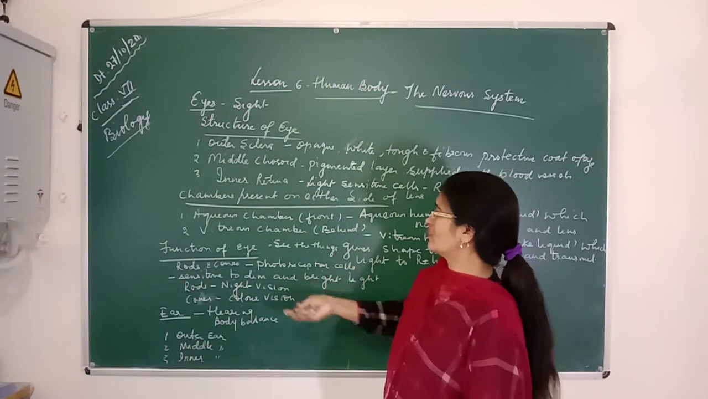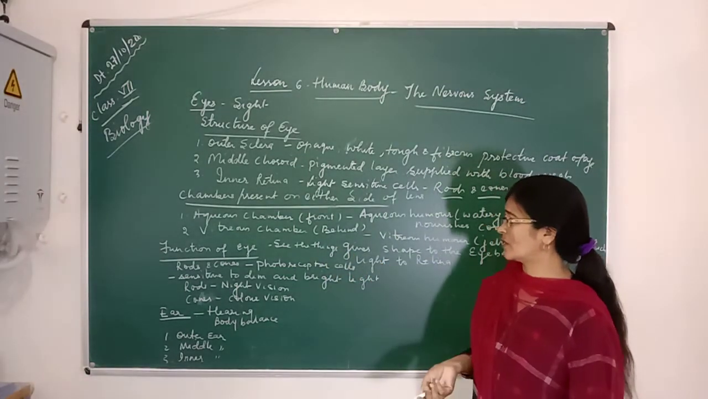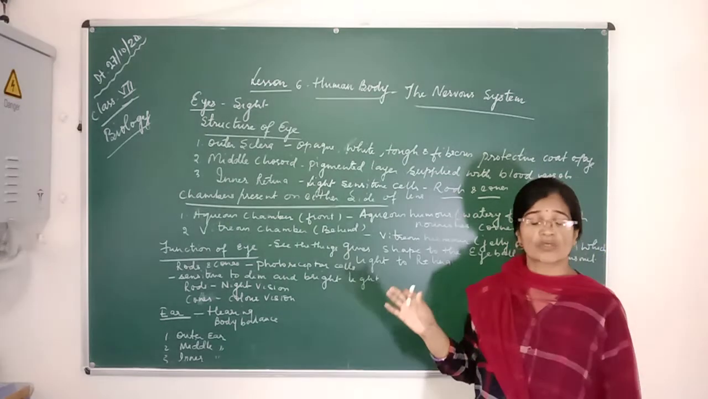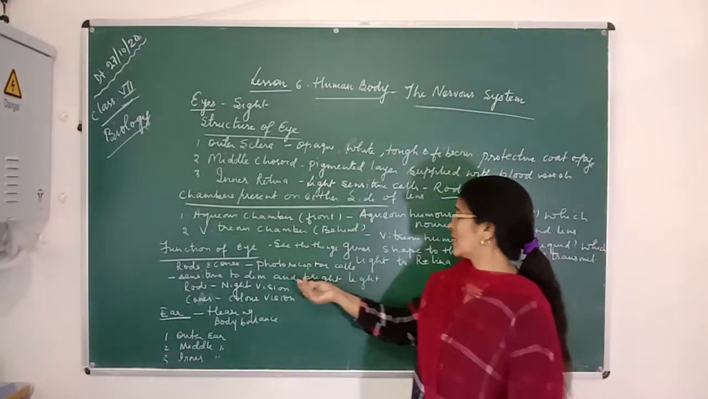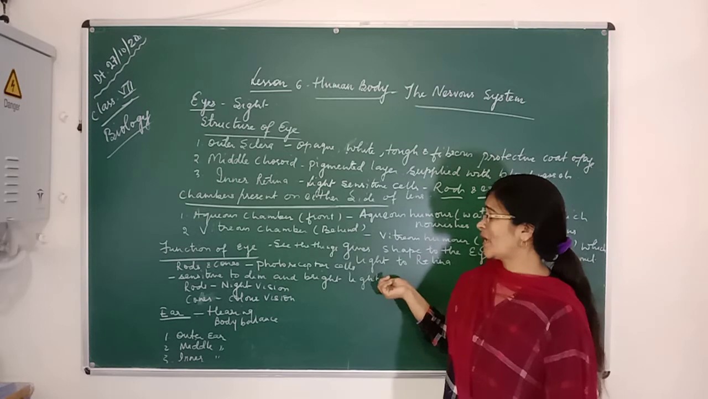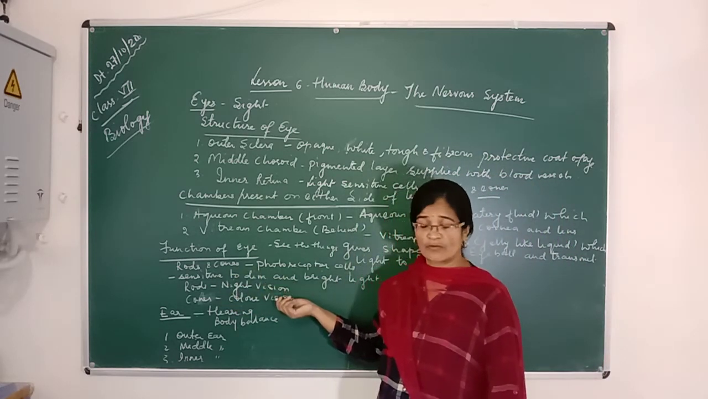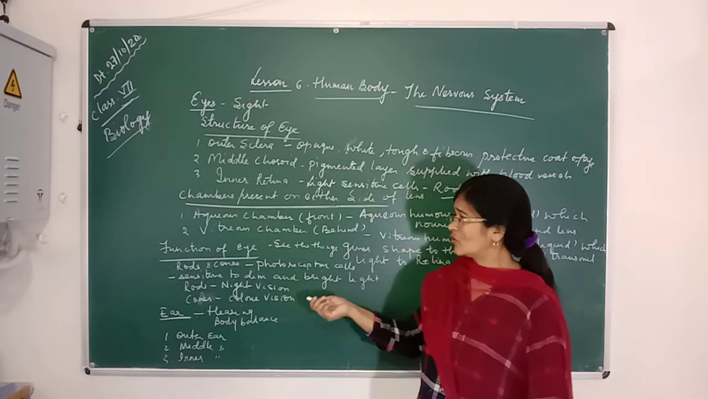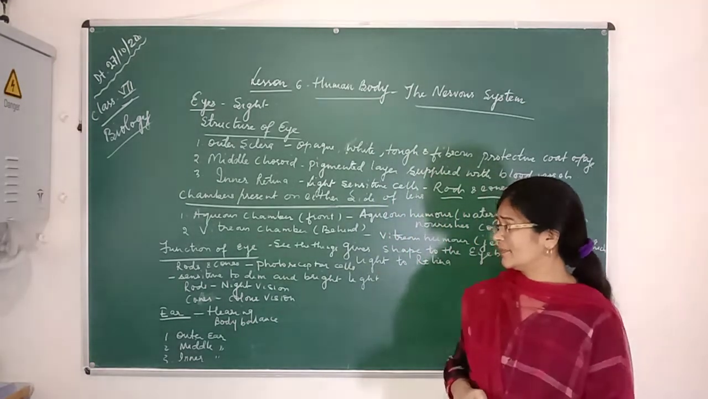Now, as you all know, the function of the eyes is to help us see the things around us and our surroundings. The rods and cones are also called photoreceptor cells because they receive light. These cells contain rods and cones. Already I told you, rods are responsible for night vision, and cones are responsible for color vision.